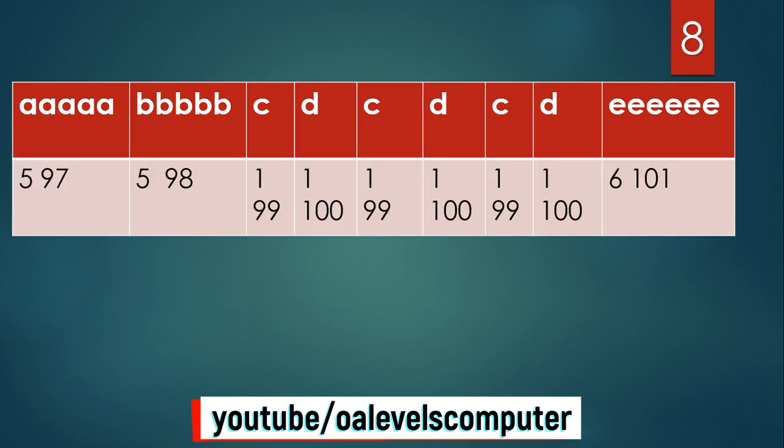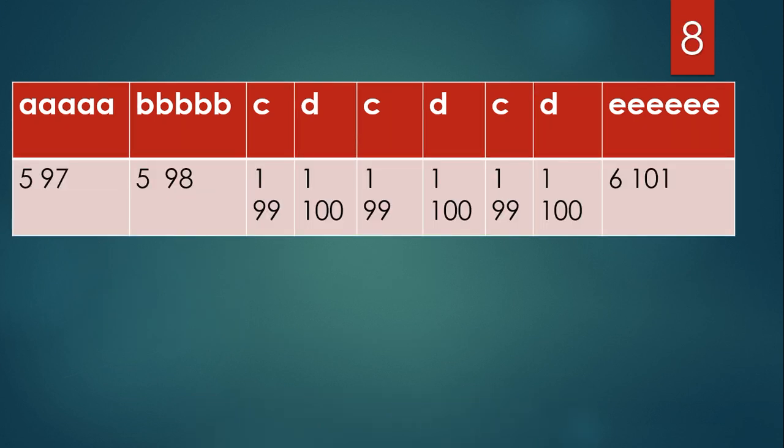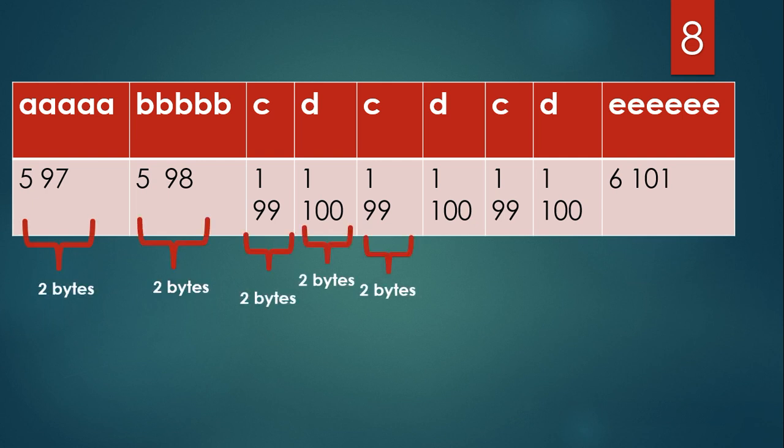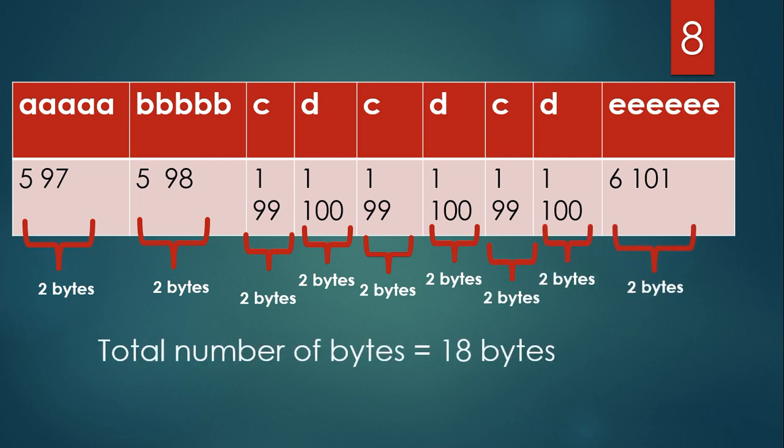After applying the run length encoding, instead of 22 bytes, we have got 18 bytes. If you check the C, we have 1 C and 99, then 1 D, and then 1, and 100 is the code for D, and so on. So each character is taking 2 bytes. Instead of 22 bytes, we are getting 18 bytes.